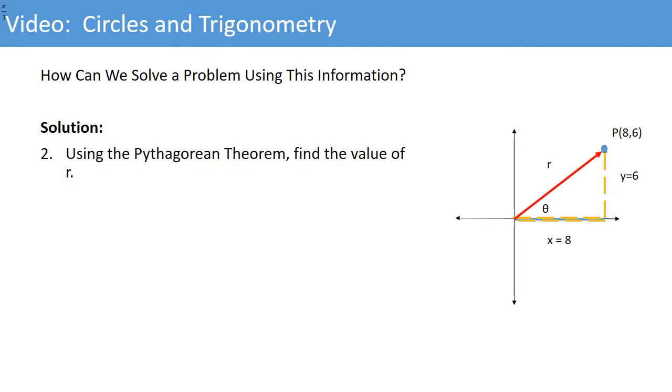Using the Pythagorean theorem, find the value of R. R squared is equal to X squared plus Y squared. Or we could say R is equal to the square root of X squared plus Y squared. Substitute in our numbers. We would get the square root of 8 squared plus 6 squared, which would give us the final answer of 10. So we know R is of length 10.